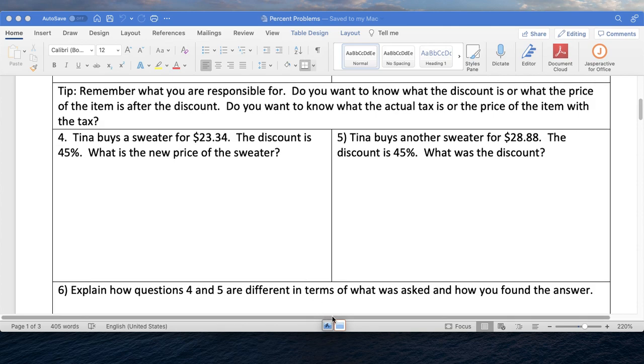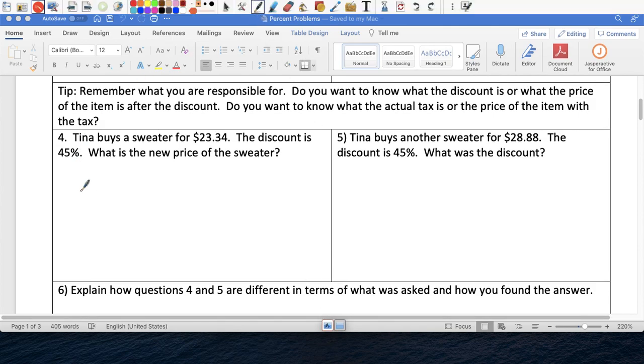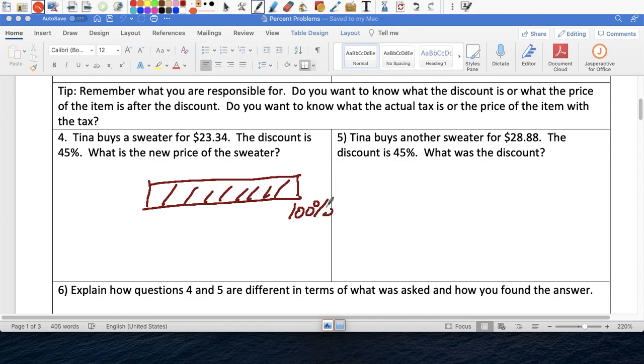Question 4. So Tina buys a sweater. Right, so again, she buys a sweater. The discount's 45%. So again, if you have a sweater, right now, this is 100% of your sweater. And 100% of the sweater means you pay $23.34. Think about what's happening if they give you a discount. So they're taking away 10, 20, 30, 40, 45. This much is gone, right? So if they take 45% away, you're left with 55%. So what is that price at 55%?